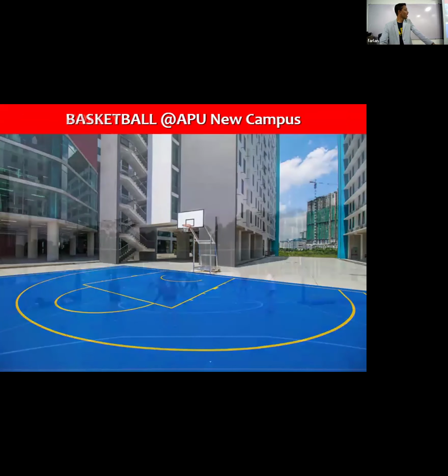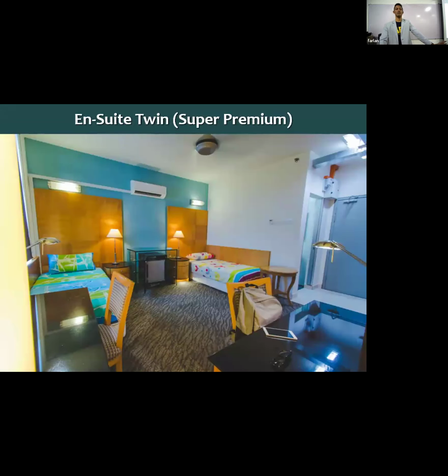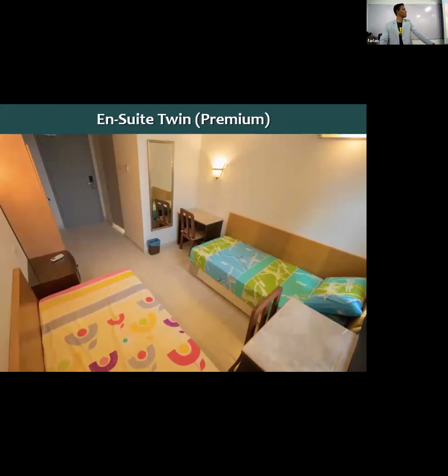We have accommodations for international students as well. So these are on-campus accommodations. If you are worried about accommodation or safety, it's all taken care of. This is a typical setup on campus. Each room comes with an attached bathroom. It's a proper setup for international students.